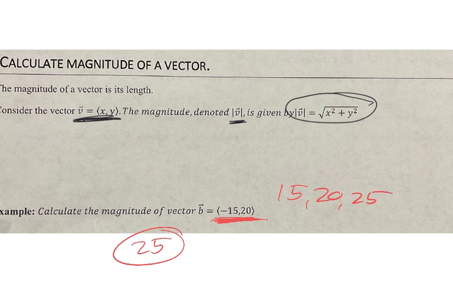That's a 15, 20, 25. Pythagorean triple, a form of a 3, 4, 5. Right? It's just a 3, 4, 5, but they've all been multiplied by 5. That's all that is.